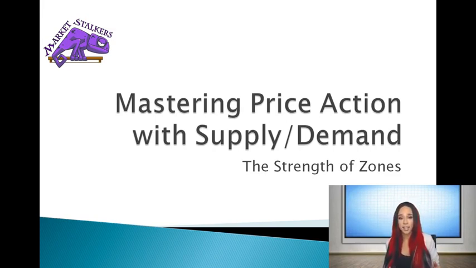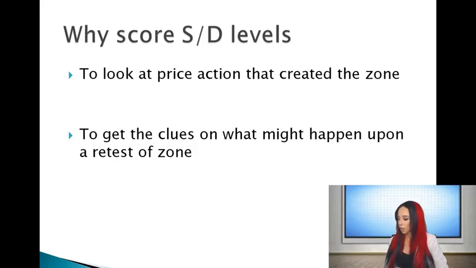So if it was that easy, just identify drop base rally and then place a trade, obviously everyone would hear about supply and demand and it would be amazing to trade even if you don't know anything about it. So obviously it's much trickier than it looks. So why would you score the zones at all?